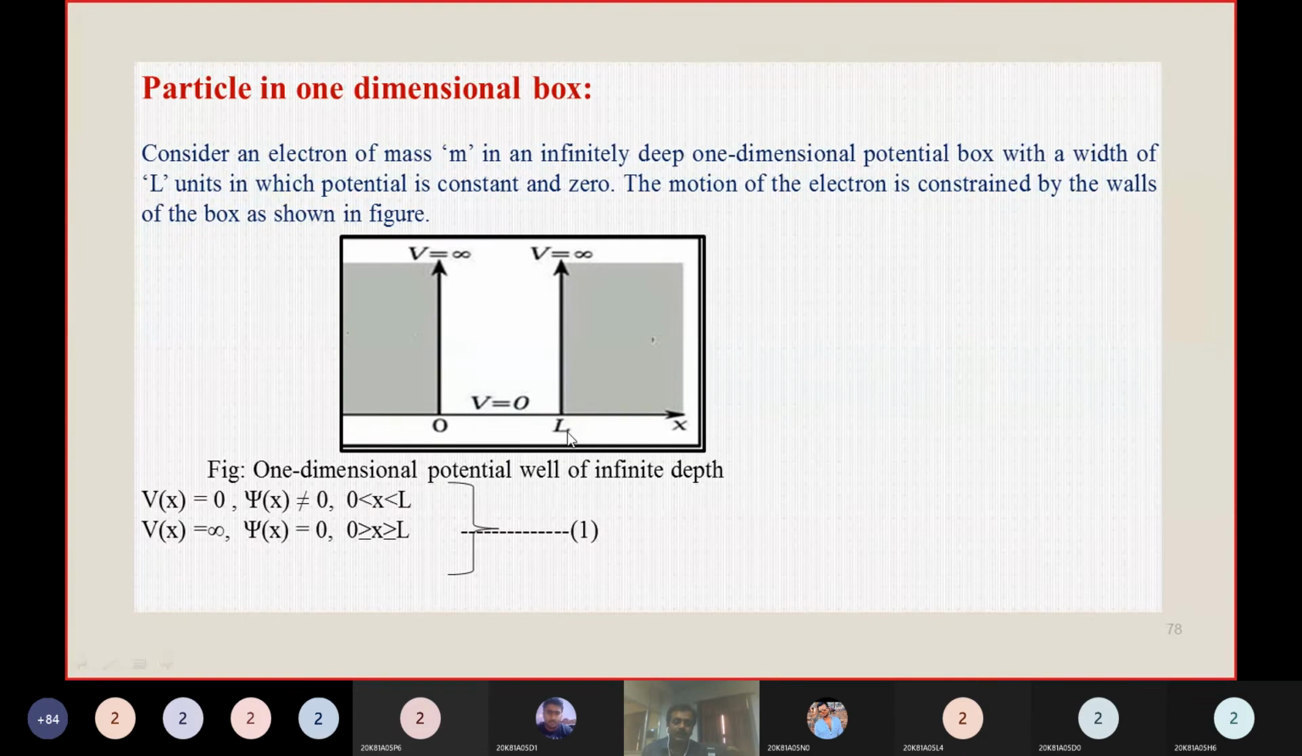At x greater than or equal to L, the potential will be infinite and the wave function will become 0. When the potential becomes infinite, the electron is not present. That's why we are taking the wave function to be 0 at this boundary, before the boundary or after the boundary.